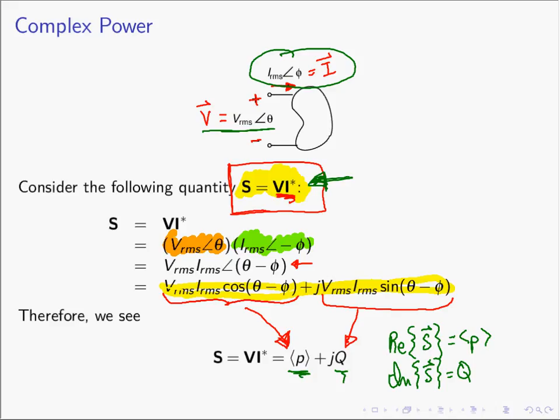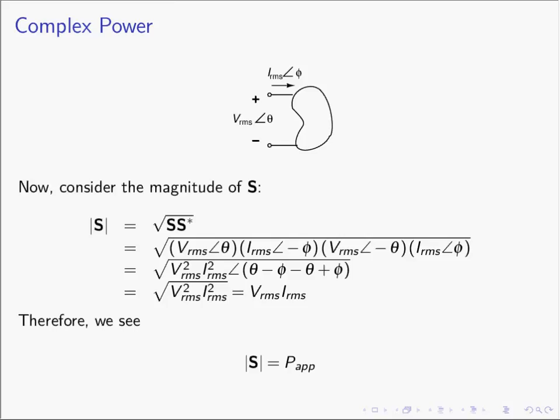Well, let's look at S a little bit more. Let's actually take S and let's find the magnitude of S. So S, of course, is the complex power, and it's equal to VI conjugate, where V and I are the phasors of a particular AC circuit element. Well, the magnitude of a complex number is found by doing the square root of the complex number times its own complex conjugate. So the magnitude of S is the square root of S times S conjugate.